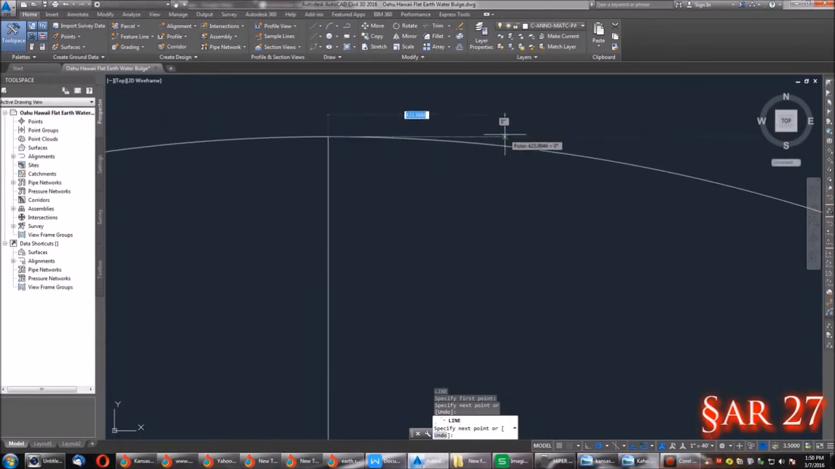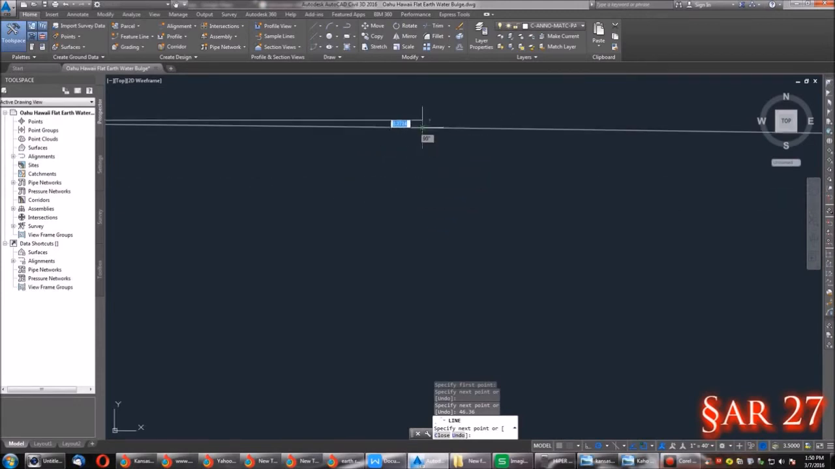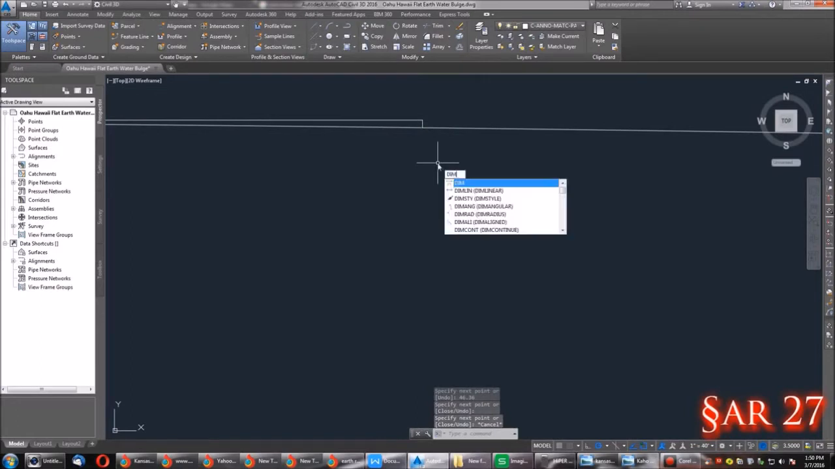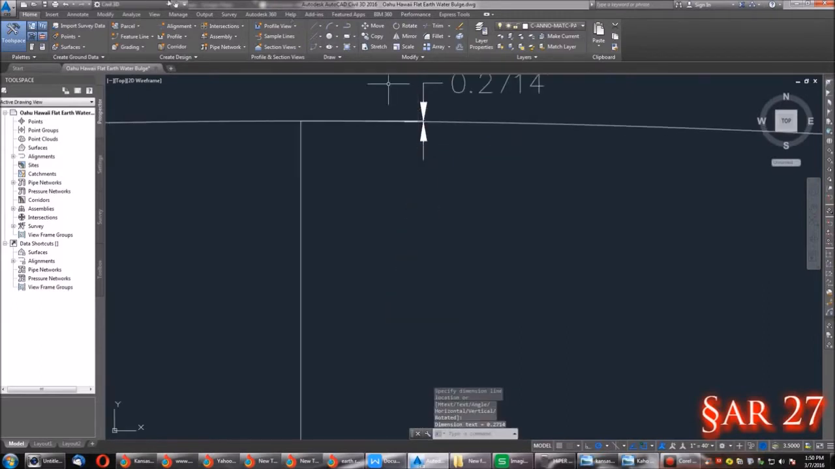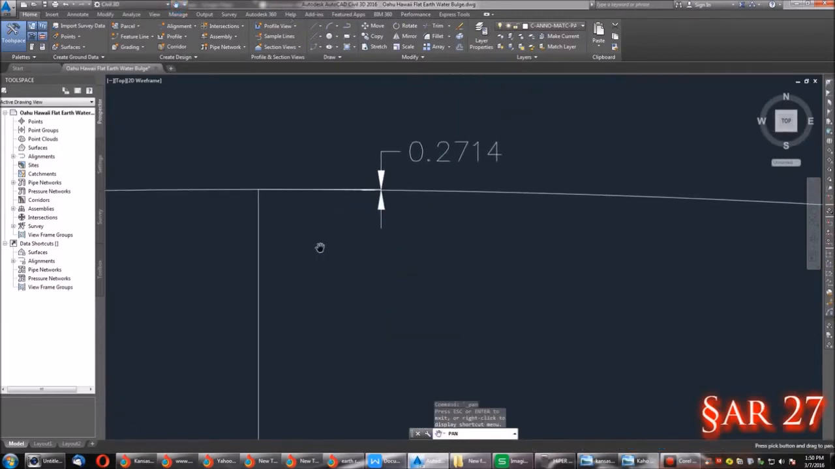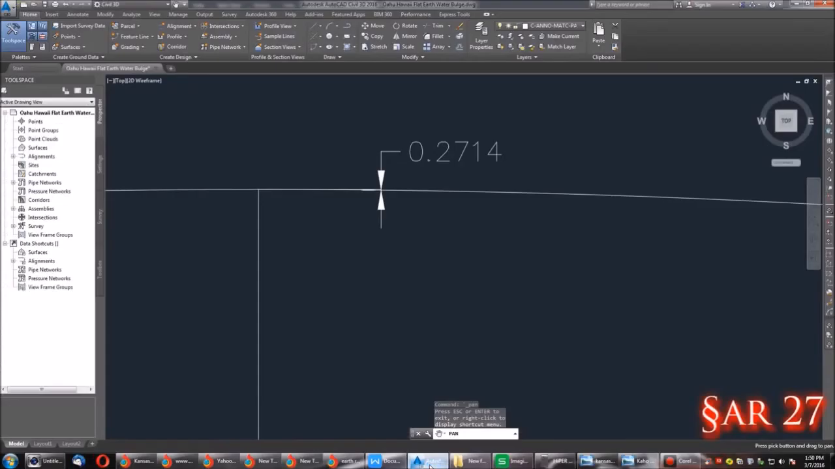Those people are looking in this direction, 46 miles, 0.36. And you can see that's very, very small. And we're going to drop it to the curve, okay. And we're going to get a linear dimension just to verify that. There it is, 0.2714, and my Excel sheet and chart say it's 0.2714. It's correct. And it works. Just learn how to make the Excel chart.